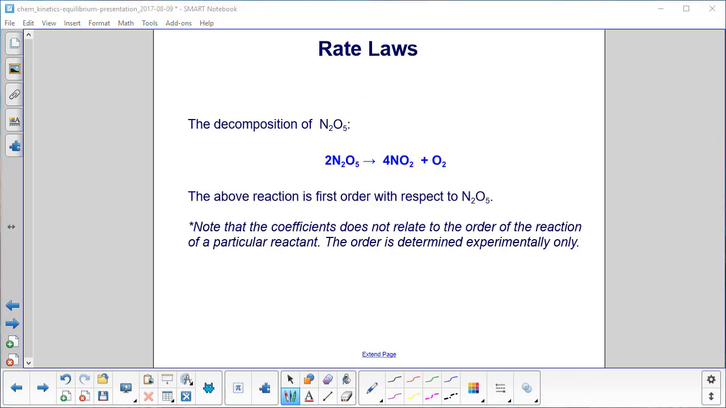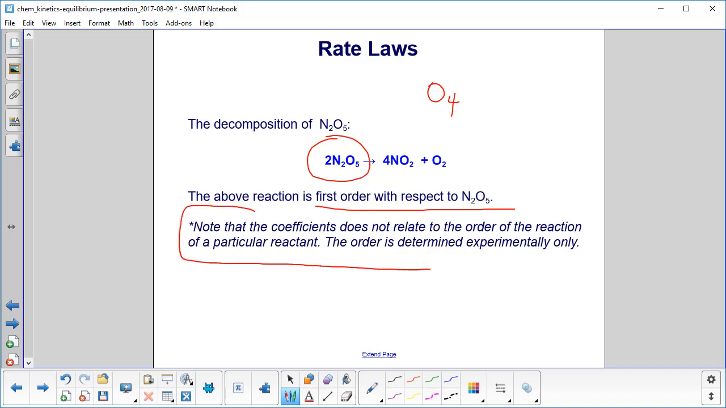The decomposition of dinitrogen pentoxide. And actually, now that I look at this, on the previous slides I was calling the N2O4 pentoxide. That should have been tetroxide. Sorry about that. But in either case, we have this going to nitrogen dioxide plus oxygen, and we're going to tell you that the above reaction is first order with respect to the dinitrogen pentoxide.